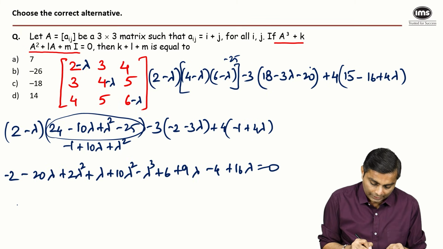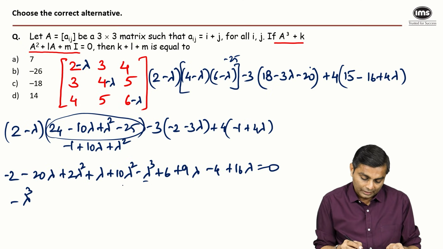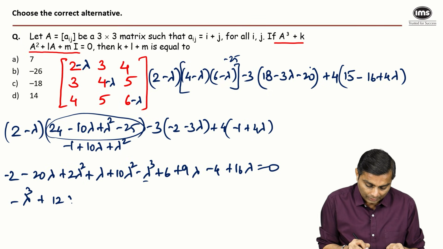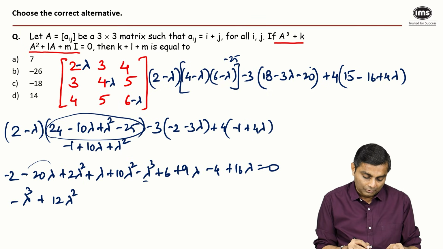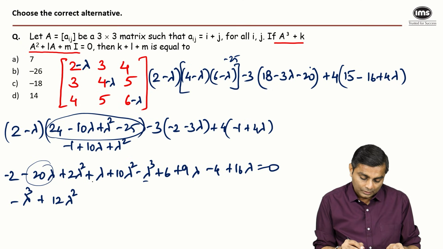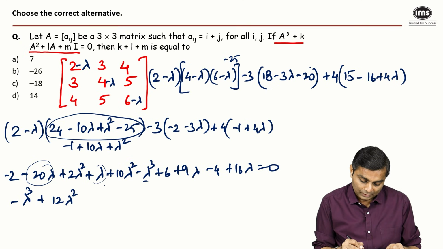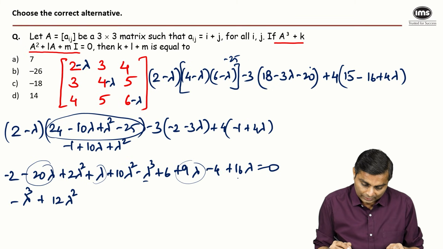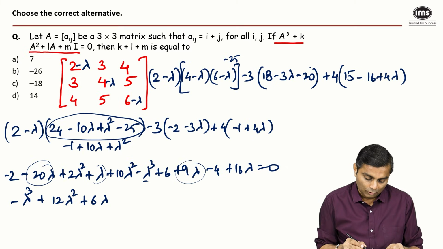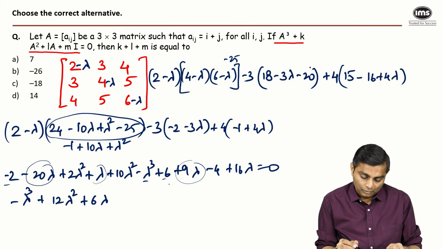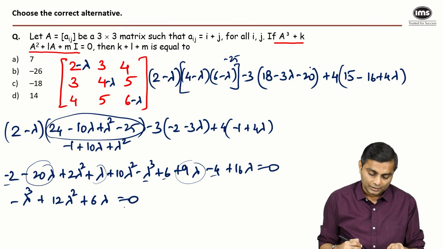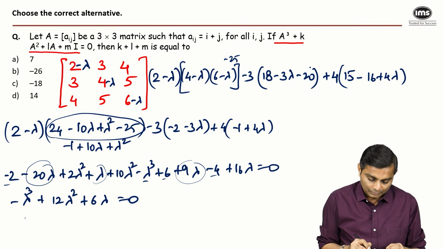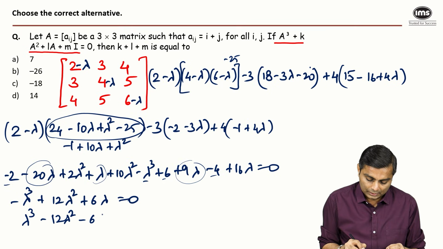Great. Okay. I'm going to now get everybody in the descending order. So, minus lambda cube. How many square terms we have? 10 and 2. So, plus 12 times lambda square. How many lambda terms we have? 20 lambda plus 1 lambda, minus 20 plus 1 is minus 19, and plus 9 is minus 10. Minus 10 and 6 is plus 6 lambda, correct. And how many constants? Minus 2, 4 and minus 4. So, 0. Perfect. So, this is going to be equal to 0. Let's just multiply with minus sign. So, lambda cube minus 12 lambda square minus 6 lambda is equal to 0.